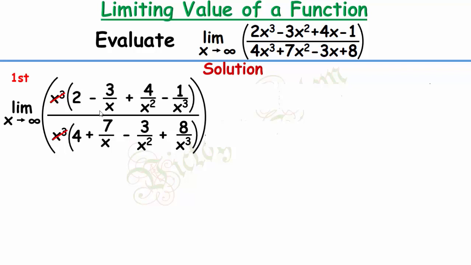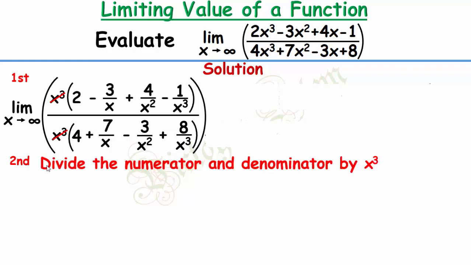This is one method, so you can adopt this. Alternatively, you can decide to divide the numerator and the denominator by x to the power of 3. Of course, where x to the power of 3 stands for the value of x having the highest exponent in the entire bracket. So we write our limit as x approaches infinity.